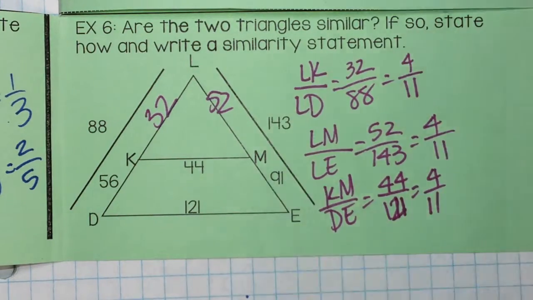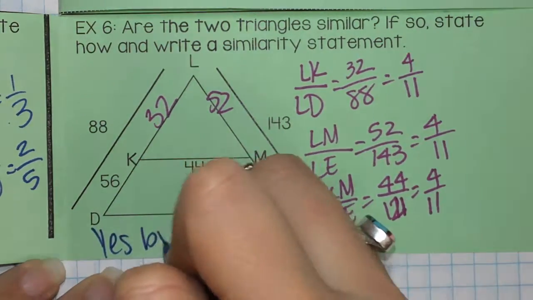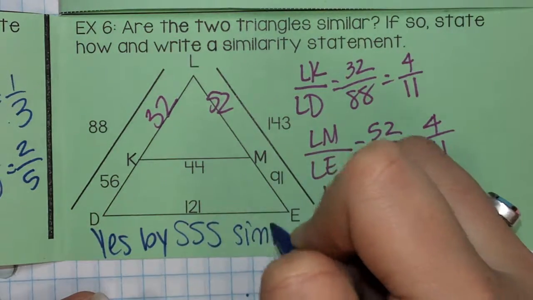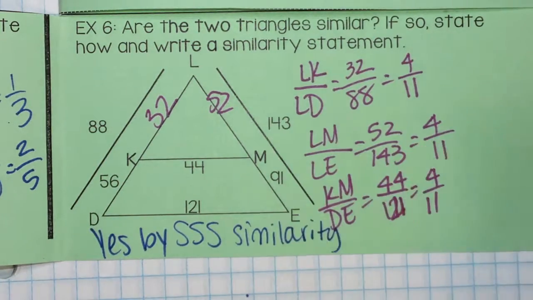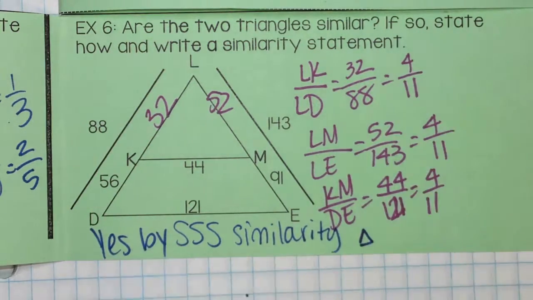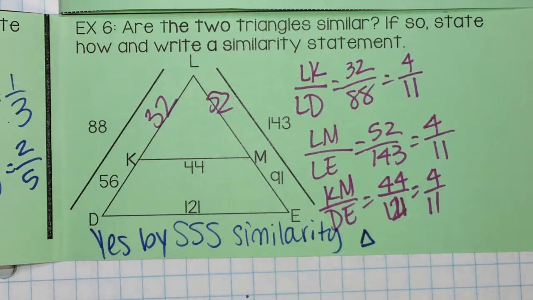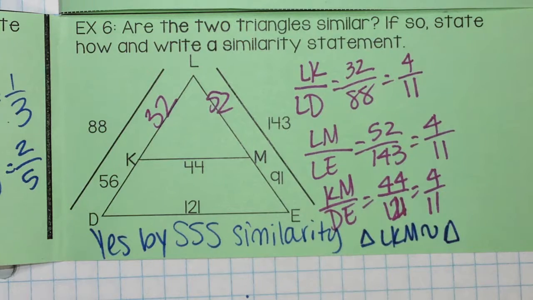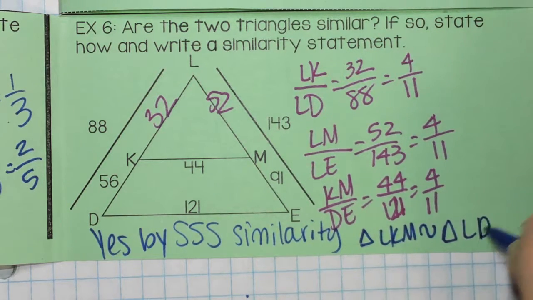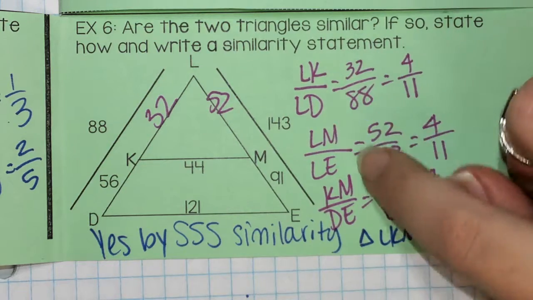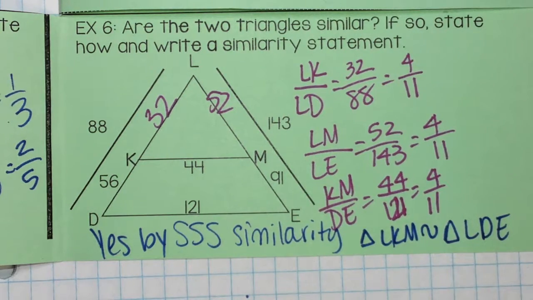So are we done? Do we need to write our statement? All right, so we write yes by what postulate or theorem? Side, side, side similarity. And let's do the small triangle to the big triangle. Can someone name the small triangle for me? LKM. Good. And the big one? LDE. Good. Doesn't matter how you put it. Well, you see how I did the small side to the big side on my ratios? Then do your small triangle to the big triangle.